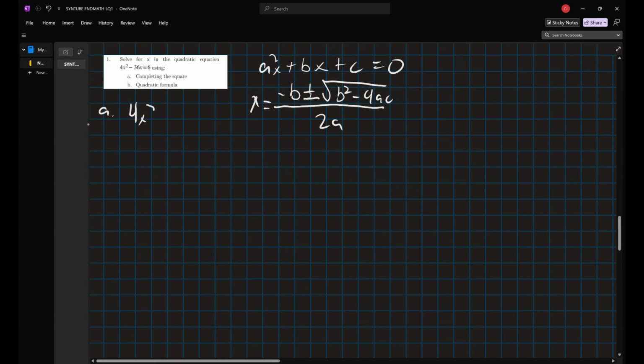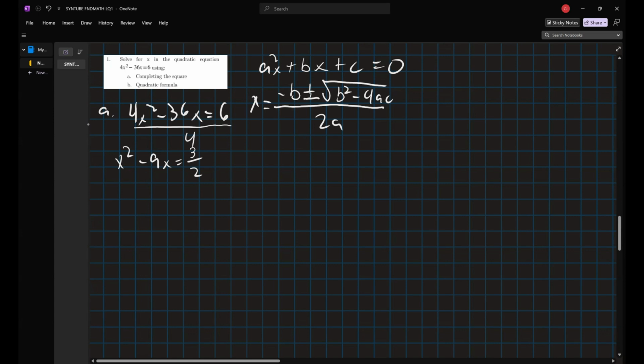So we have 4x squared minus 36x equals 6. What we want to do is divide the entire equation by 4. That would give us x squared minus 9x equals 3 over 2.